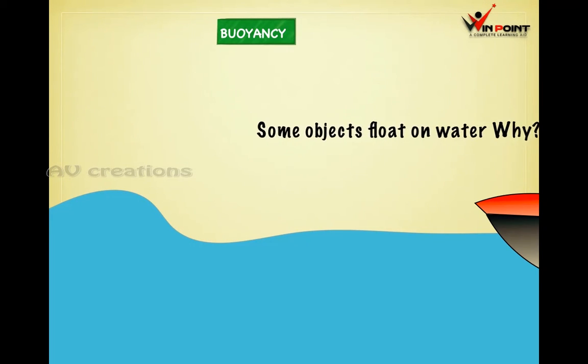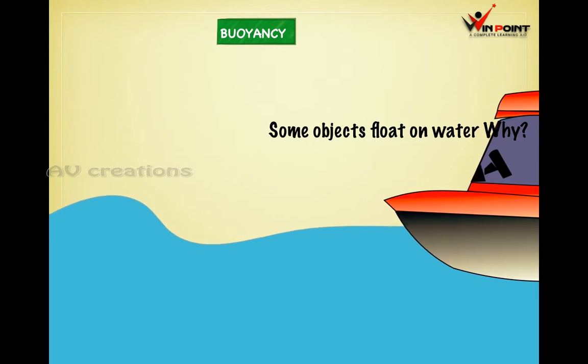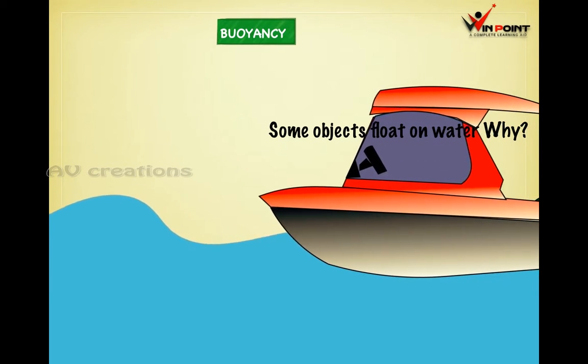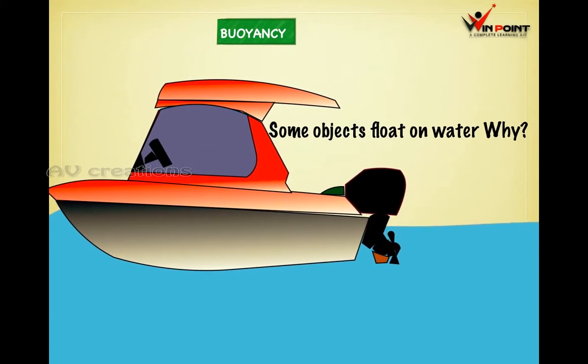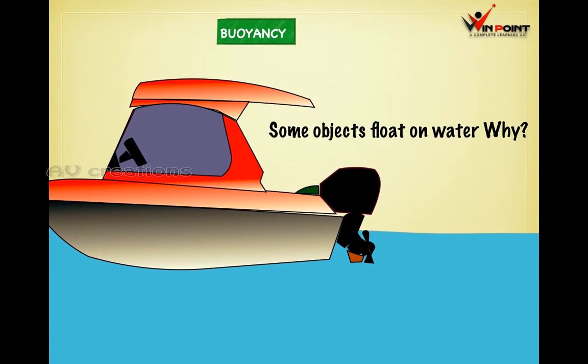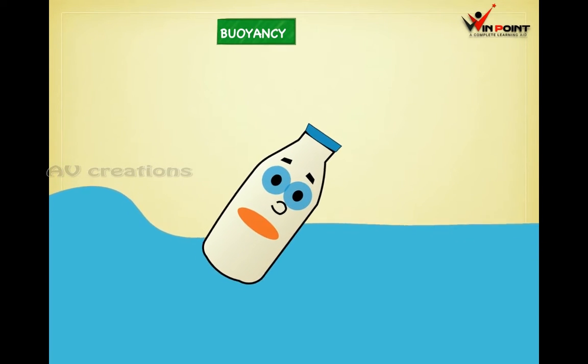We are considering an example, which is a ship. A ship can float on water. It can move on the surface of water because of buoyancy. Buoyancy is the floating capacity of an object. So this bottle also has floating capacity. What is the reason for this floating capacity? We are going to discuss that.